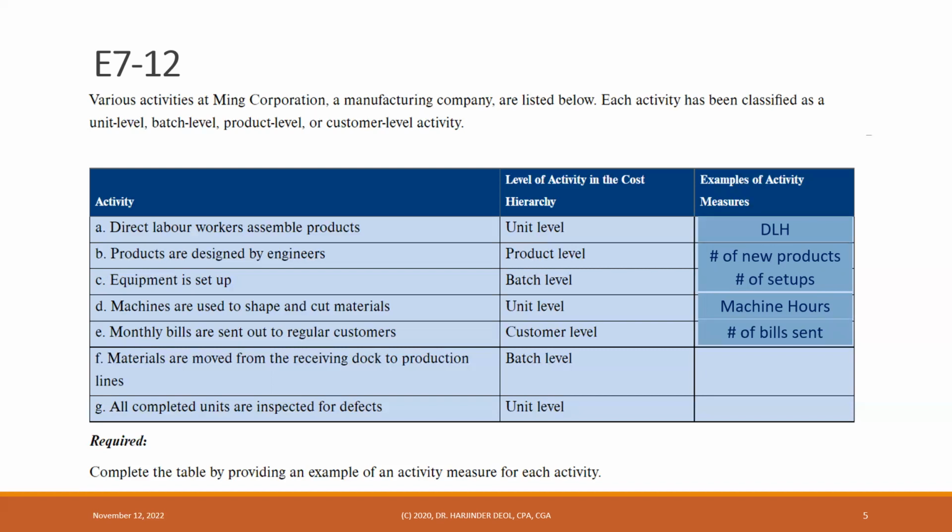Materials moved from the receiving dock to production lines is seen as a batch level cost. An example of an activity measure might be the number of loads that we transferred from the dock to the production lines. And then lastly, all completed units are inspected for defects. It's seen as a unit level cost. An example of an activity measure would be the number of units that were subject to inspection.